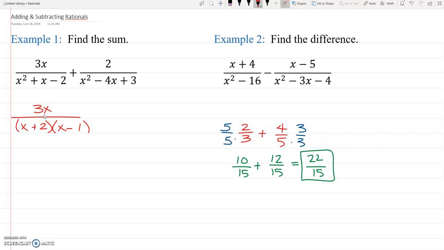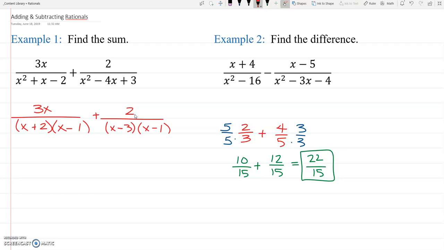Please no mumbling. Okay, this one, bottom right, factors to be x minus 3 and x minus 1. Okay, and on top we got a 2. So far, so good. Factored in both.